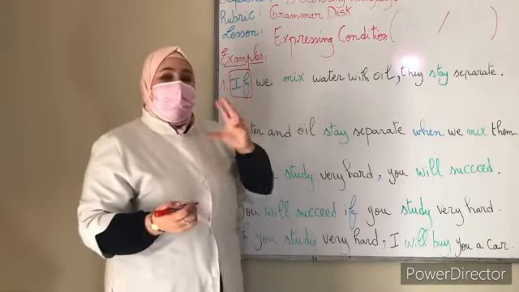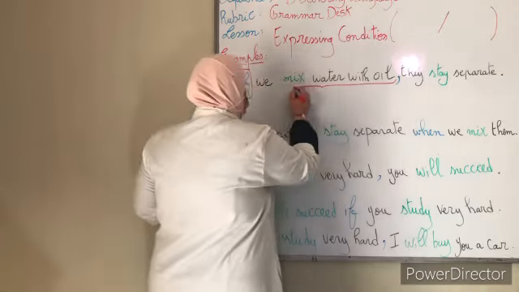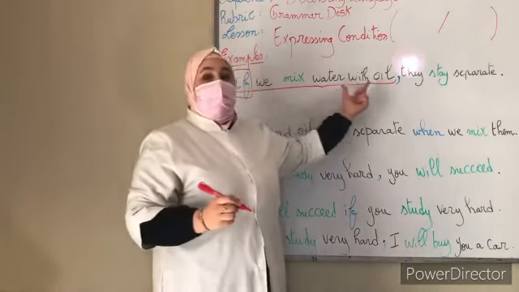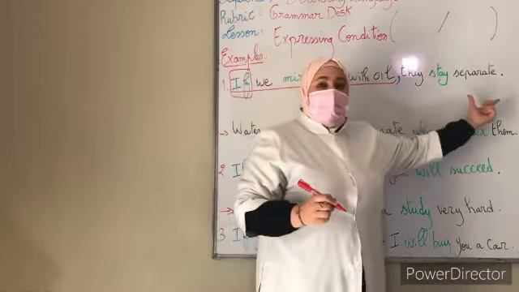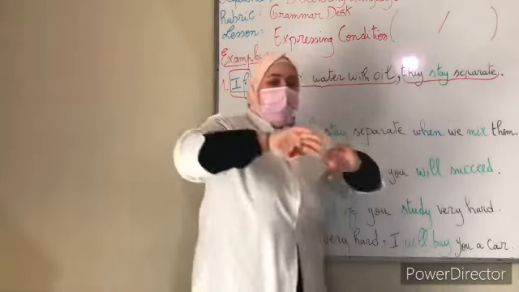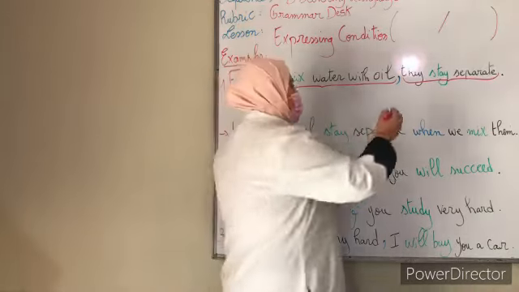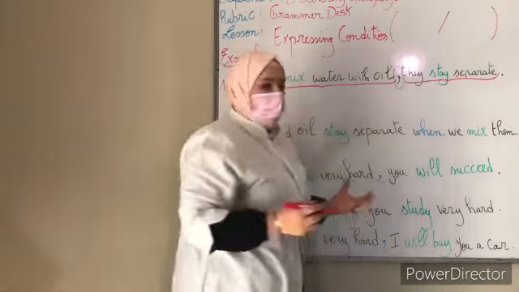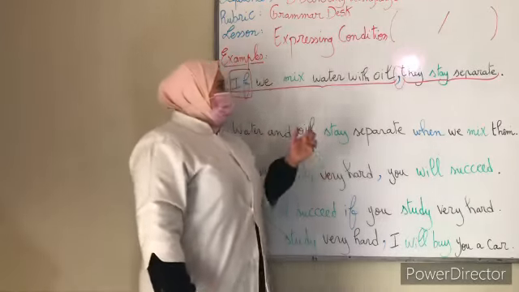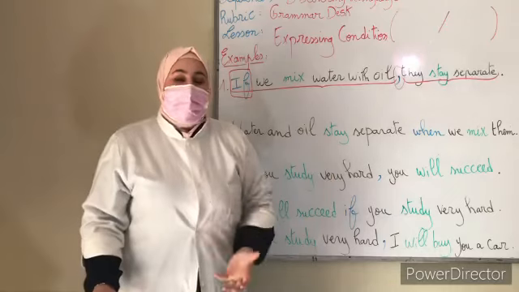So, what is the first clause? The first clause is, if we mix water with oil. They stay separate is the second clause. How did we separate the two clauses? Of course, by a comma. Nice. So, how do we call the first clause and how do we call the second clause?